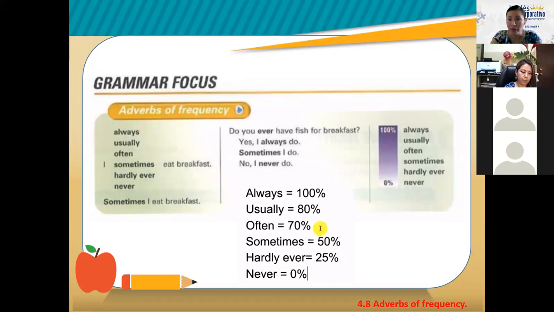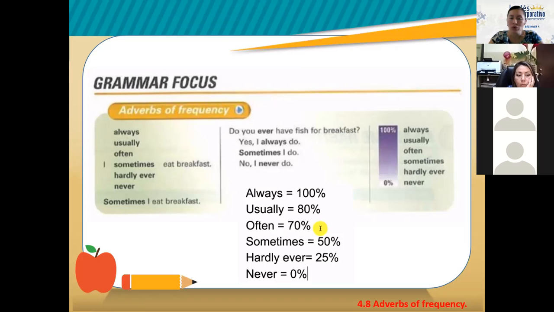Entonces, yo también les compartí otro cuadrito ahí en el chat en el que podían ver incluso otras opciones, right? Which are kind of similar among them. But you have different options to choose from. But the basic ones are the ones that you can see on the board, right, on the screen, right? You have always, usually, often, sometimes, hardly ever, and never, right? So we were saying that when we use never, the adverb never is already a negative one. Right, so you don't have to add something negative to never because it is negative already.